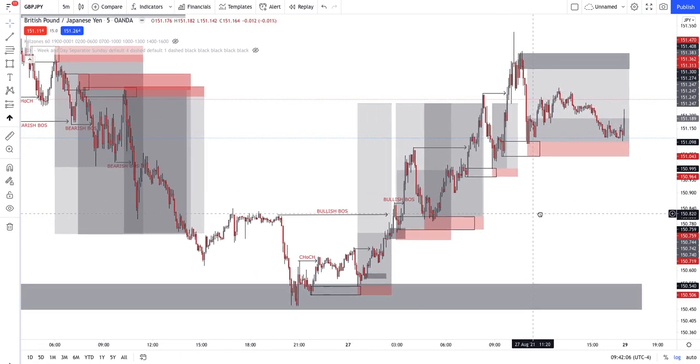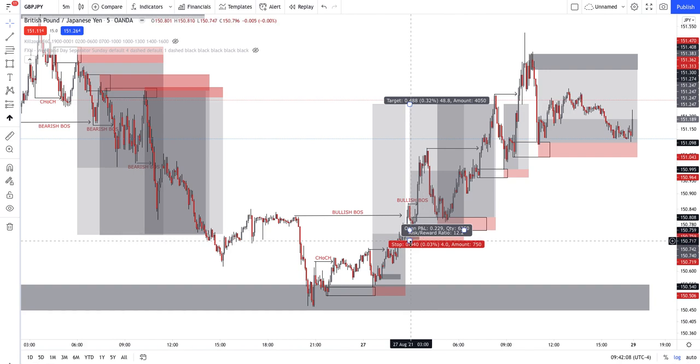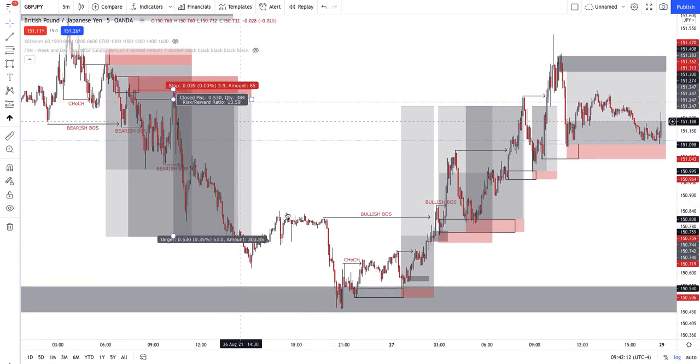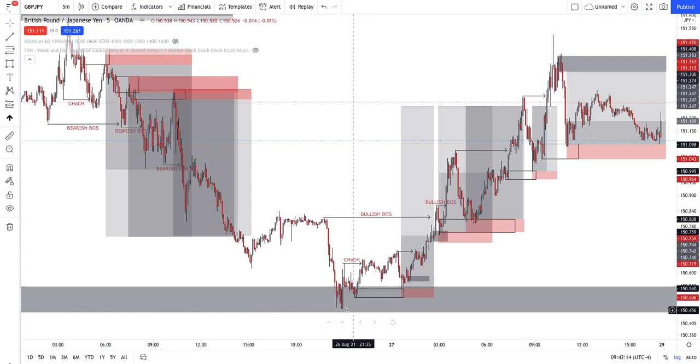So that is very straightforward. This is simply how you'd stack your trades. You'll simply mark out your higher time frame supply and demands, wait and watch how price reacts to the zones. You wait for a change of character. Once you get that change of character, then you mark out your new areas of supply and demand.